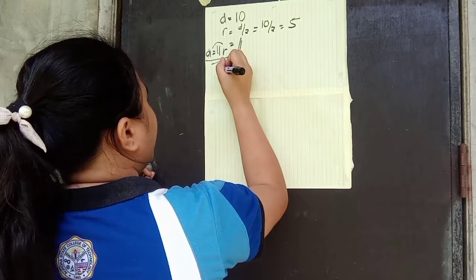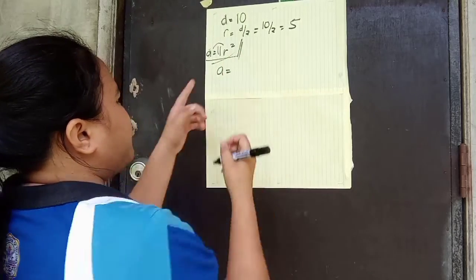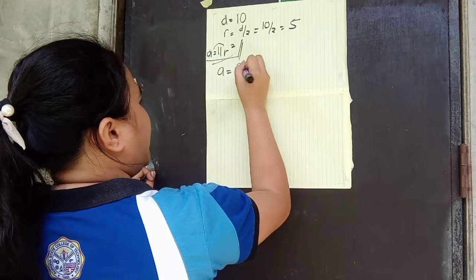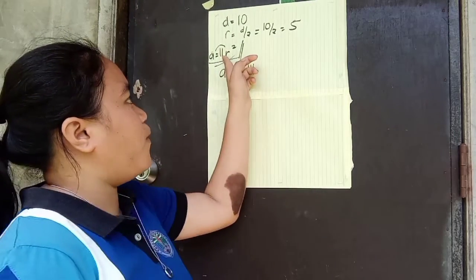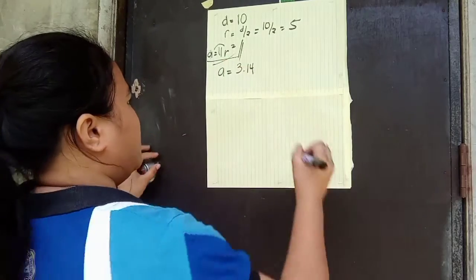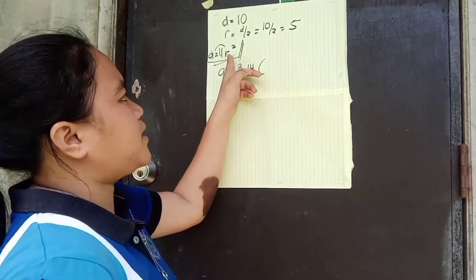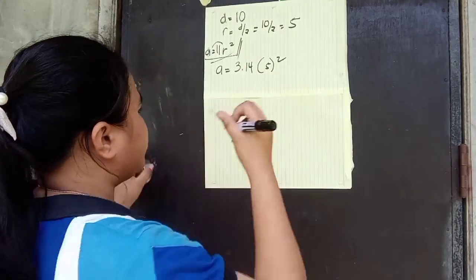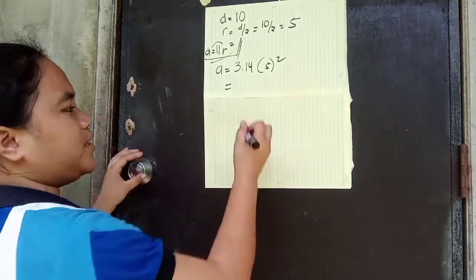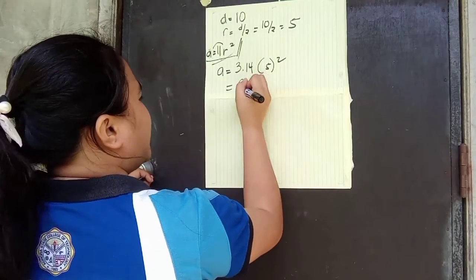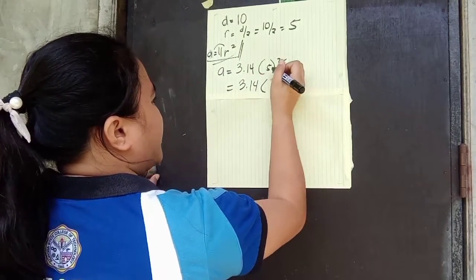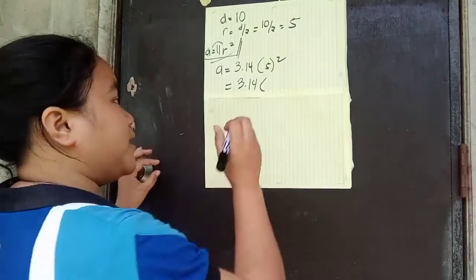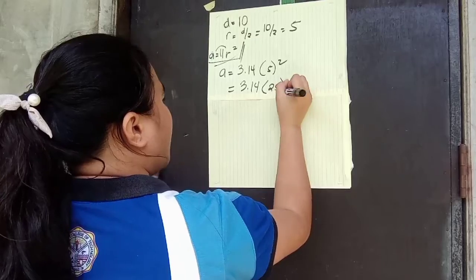So, A equals, ang pi po natin is, kahit i-search po natin sa internet, ang lalabas dito is 3.14 kasi given na po ang equivalent ng sign na ito. Tapos, multiply by R. Ang ating R is 5 and square. So, ang mangyayari po dito is 3.14 multiplied by 5 times 5. Kasi bakit 5 times 5 po siya? Multiply by itself.